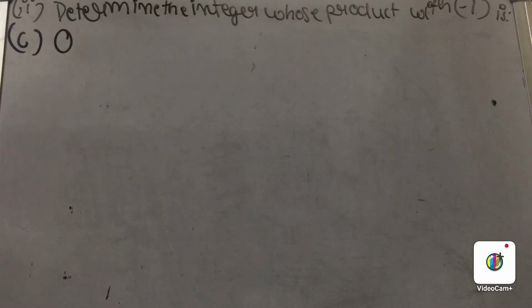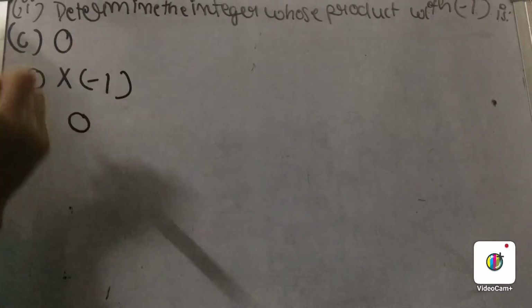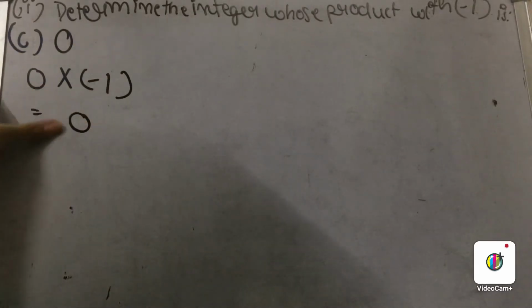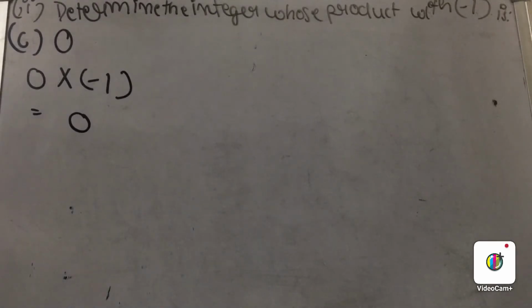Our C part is 0. So now you have to determine the integer whose product with minus 1 is 0. Now I think there is no need to solve this in an equation, where you can simply solve it, because you know that 0 multiply minus 1, 0 ones are 0 and plus minus minus. So this will be, 0 is neutral, there is no sign in front of 0, minus or plus. So this will simply be 0. So now let us move to our fourth part.